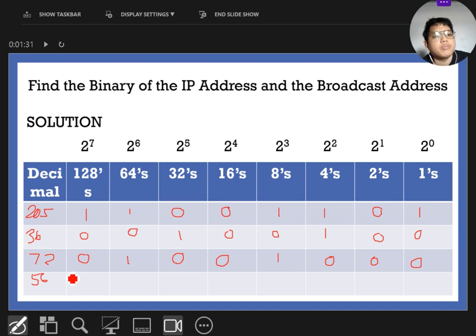Now for the last decimal, we have 56. The same process. Is there 128 in 56? None. Is there 64 in 56? None. Is there 32 in 56? Yes, there is 1. So 56 minus 32, we have 24. Is there 16 in 24? Yes, 1. So 24 minus 16, we have 8. Is there 8 in 8? Yes, there is 1. So 8 minus 8 is 0. Then it's going to be 0, then 0.